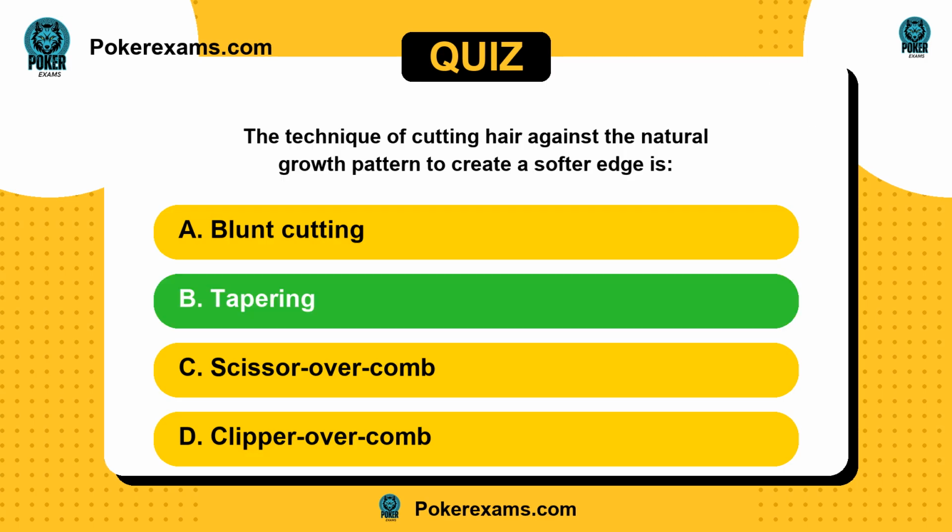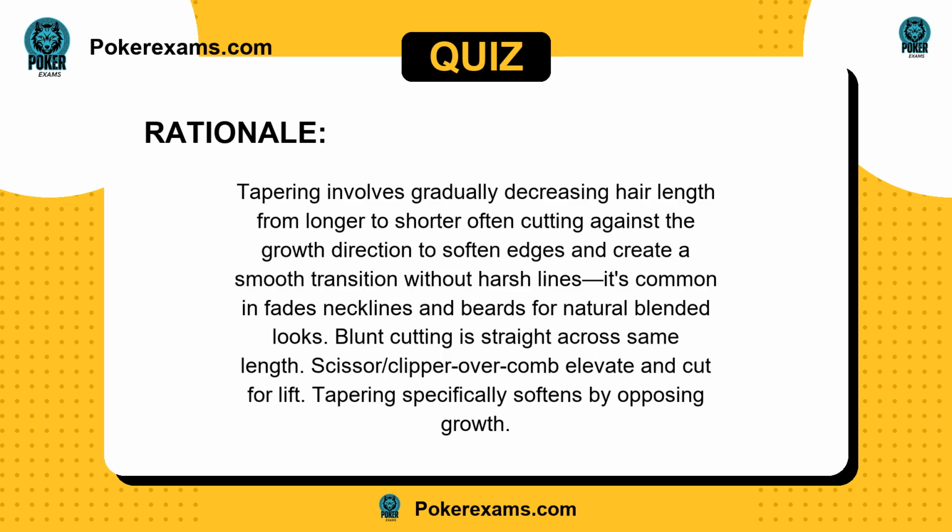The answer is B. Tapering involves gradually decreasing hair length from longer to shorter, often cutting against the growth direction to soften edges and create a smooth transition without harsh lines. It's common in fades, necklines, and beards for natural blended looks. Blunt cutting is straight across, same length. Scissor/clipper over comb elevate and cut for lift. Tapering specifically softens by opposing growth.